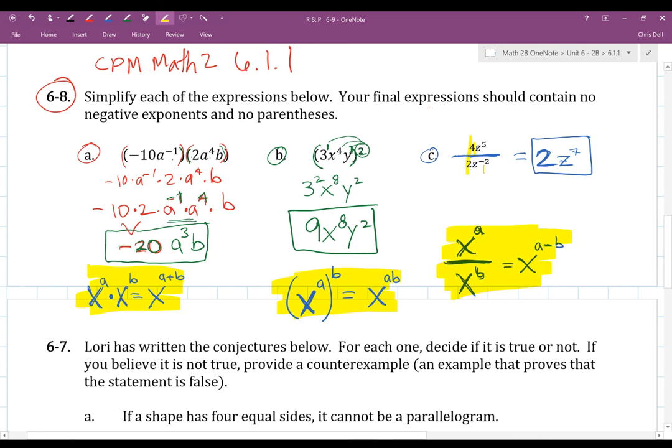Notice what I did here. I first divided the coefficients, the 4 and the 2, but then I had z to the fifth minus negative 2. I subtracted the exponents, and when you minus a negative, it becomes addition. So it actually was z to the seventh.